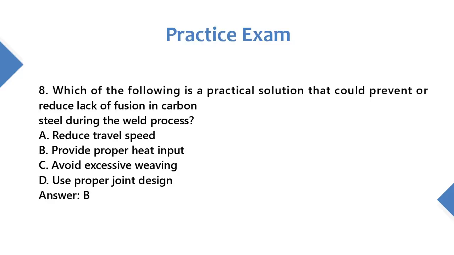8. Which of the following is a practical solution that could prevent or reduce lack of fusion in carbon steel during the weld process? A. Reduce travel speed. B. Provide proper heat input. C. Avoid excessive weaving. D. Use proper joint design. Answer: B.